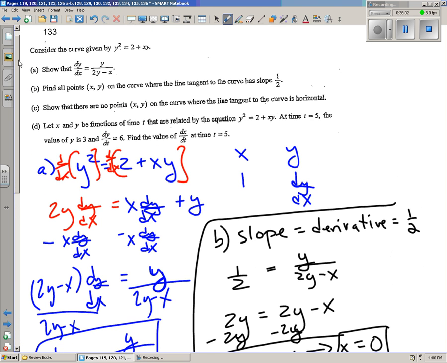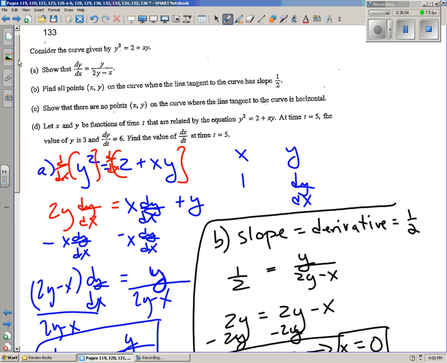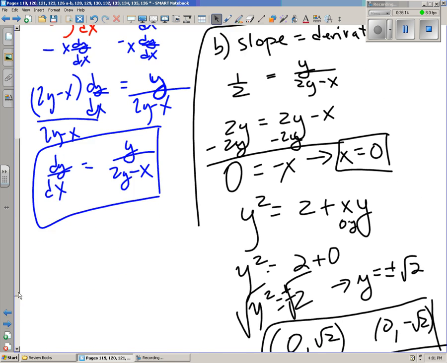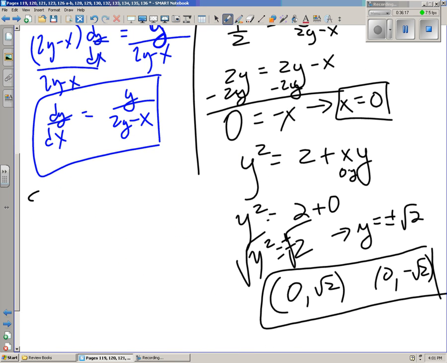So part C says, show that there are no points on the curve where the tangent line is horizontal. Tangent line being horizontal, that means the derivative is equal to 0. So let's see what happens when we set the derivative equal to 0. Part C I'll do here. Our derivative was y over 2y minus x. We're setting that equal to 0. Well, cross multiply, you get 0 equals y.